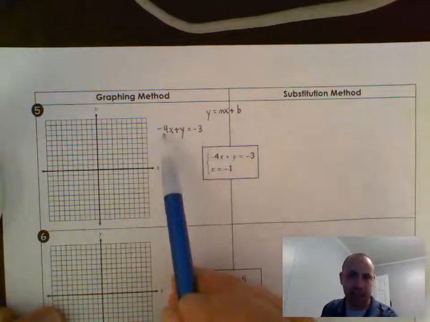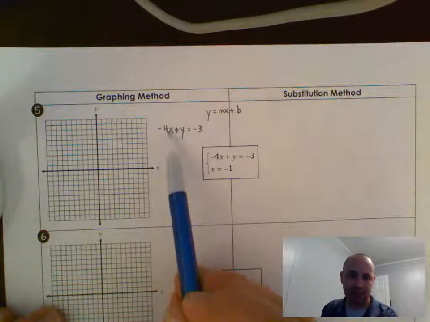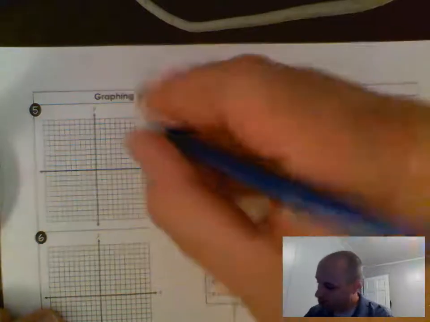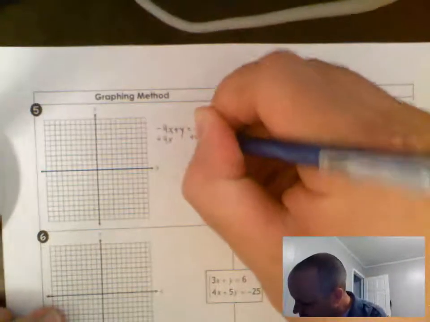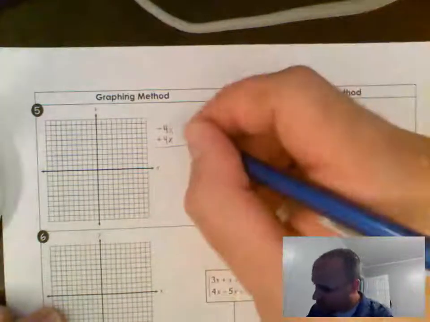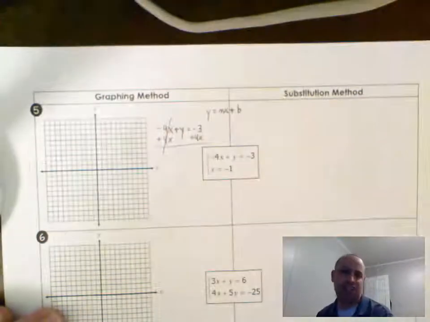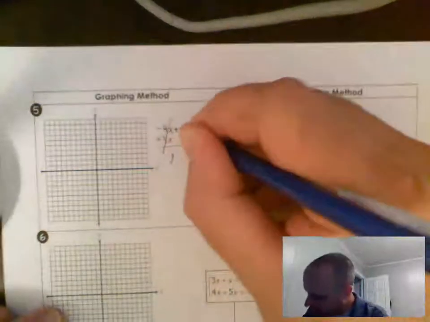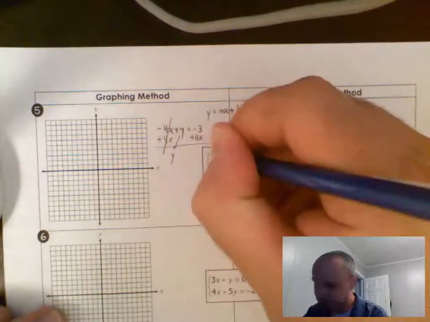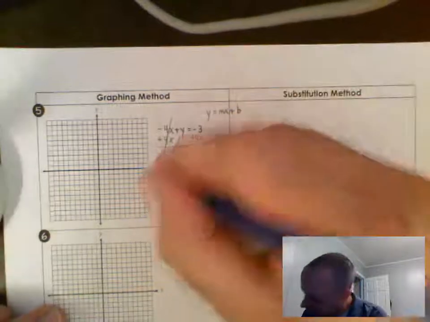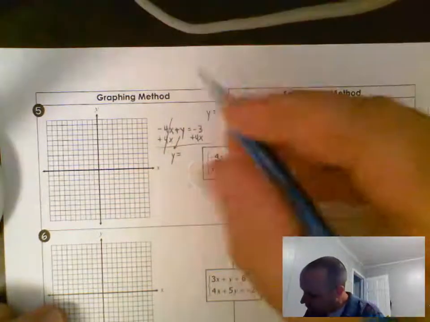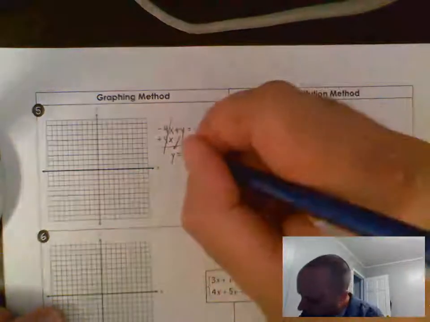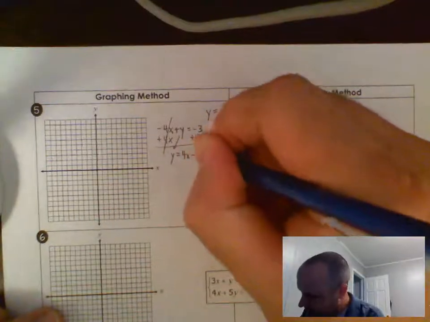Okay, so in this case, we need to get these negative 4x's over there. So in order to do that, I'm going to plus 4x's. This side will cross off, plus 4x's to each side of the equal sign, obviously. My y will drop down, so I'm just going to shift it this way just a little bit so I have room over here. So y equals, and then this would be 4x minus 3.